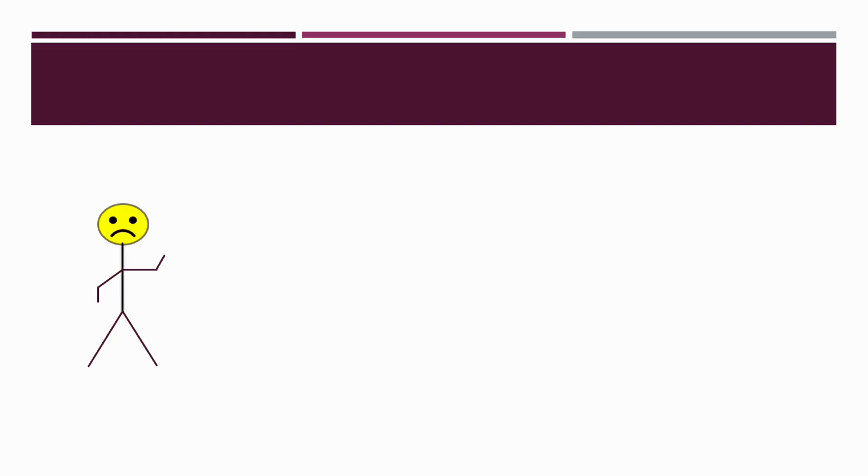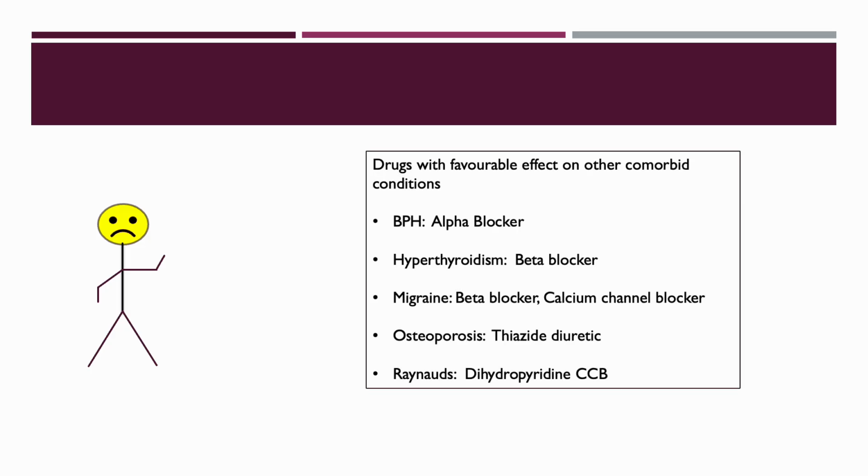Sometimes the antihypertensive agent that we select can be determined by other comorbid conditions. For example, if the patient has BPH, then alpha blocker will have a beneficial effect on both hypertension and the BPH. Similarly, beta blocker for hyperthyroidism. If the patient has underlying migraine, beta blockers and calcium channel blockers will have a beneficial effect both on the hypertension and the underlying comorbid condition. For osteoporosis, thiazide diuretic can be helpful. For patients with Raynaud phenomenon, dihydropyridine type calcium channel blockers will help control the symptoms.